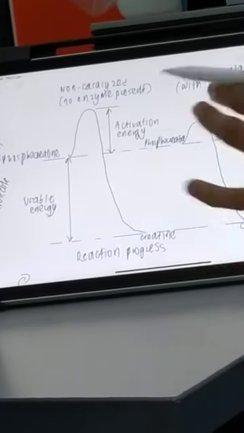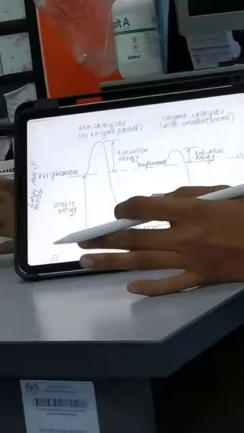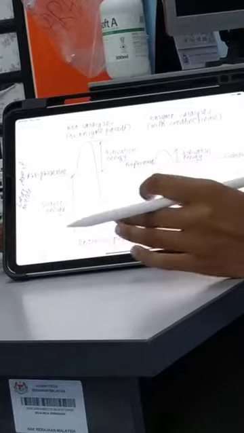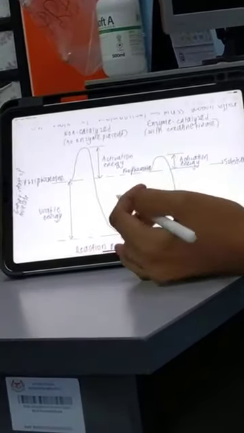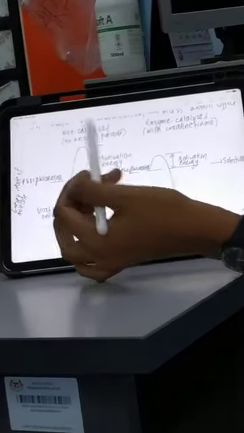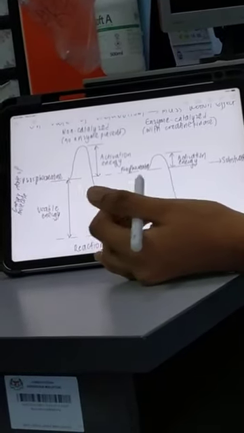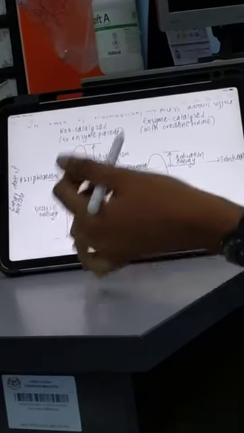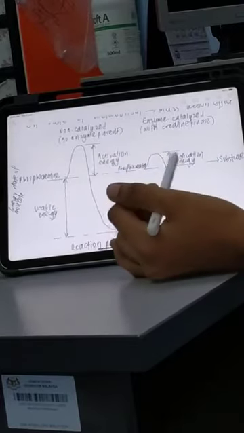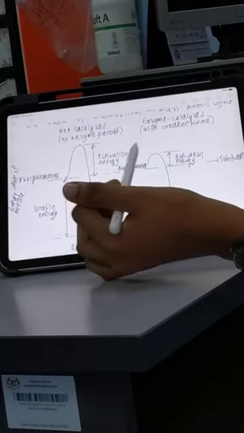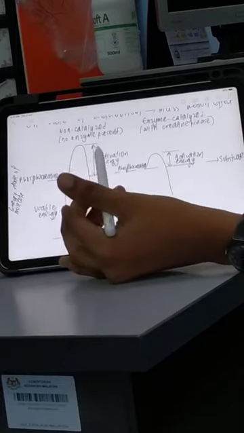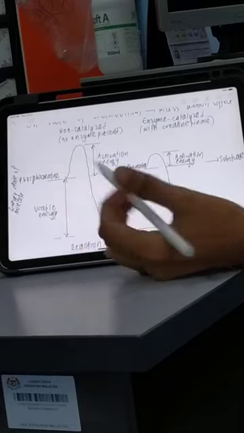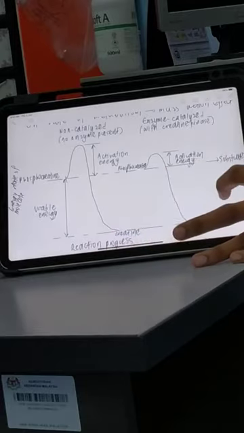So this is a diagram. In order to start a chemical reaction in our body, activation energy is needed. How much depends on the enzyme actually, whether you need an enzyme or don't need an enzyme. If you need an enzyme, the activation energy will be lower than the one without an enzyme. So that is how it happens.